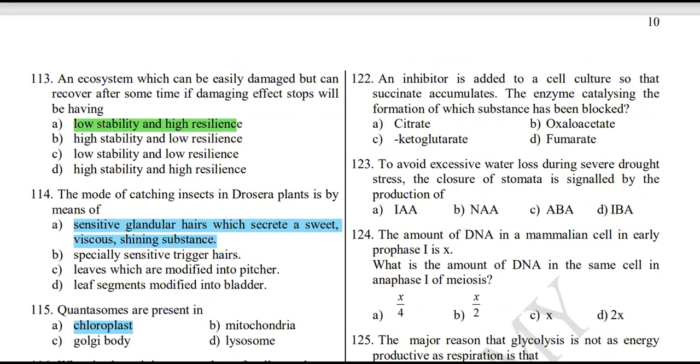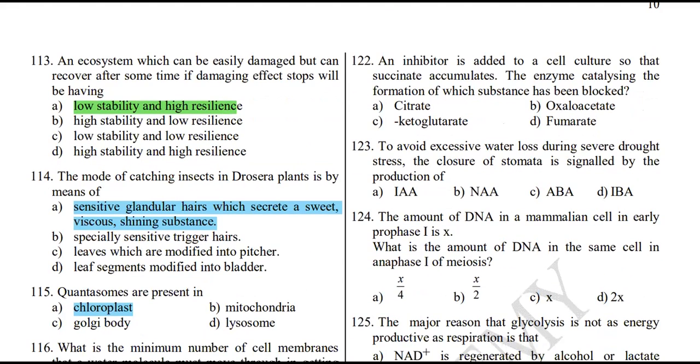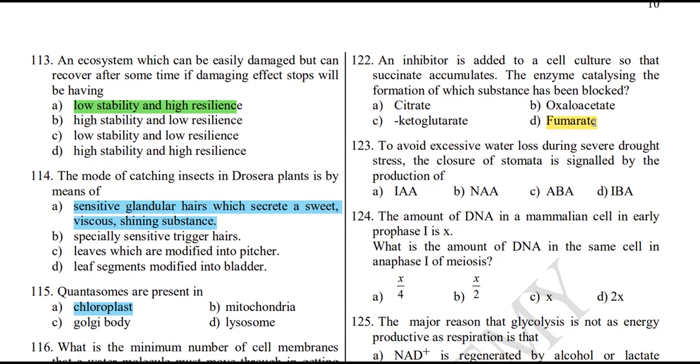An inhibitor, suppose there's going to be succinate. Where do you see succinate? You will see succinate in the Krebs cycle. So succinate is the one which gives rise to fumarate. Okay, suppose an inhibitor is added and succinate is present, but what exactly happened? The enzyme which catalyzes the formation of which substance has been blocked. So there's going to be one enzyme which would convert succinate into fumarate. So if there's no enzyme and if there's going to be inhibition, succinate cannot be converted into fumarate. So answer is option B.